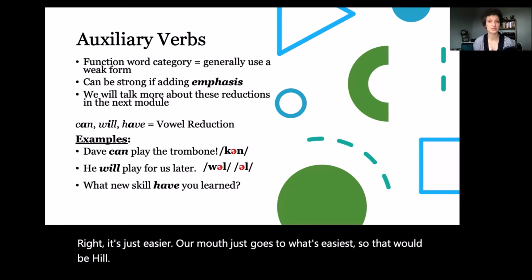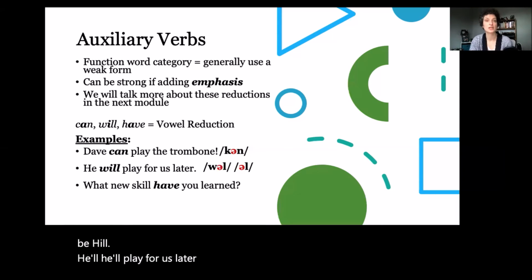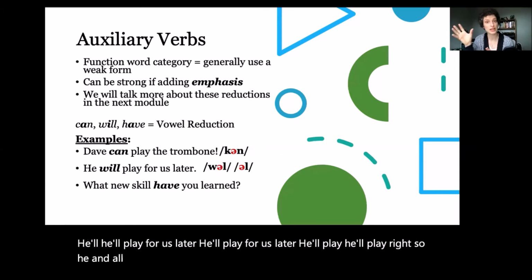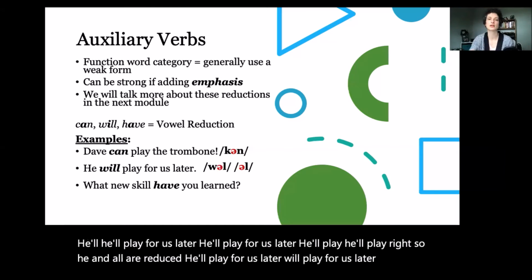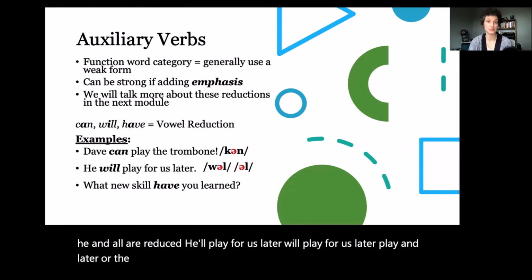He'll play for us later. He'll play for us later. He'll play, right? So he and ul are reduced. He'll play for us later. He'll play for us later. Play and later are the words that we hear the most.